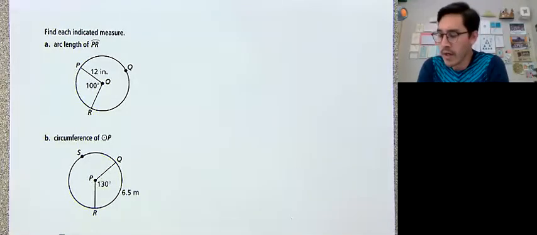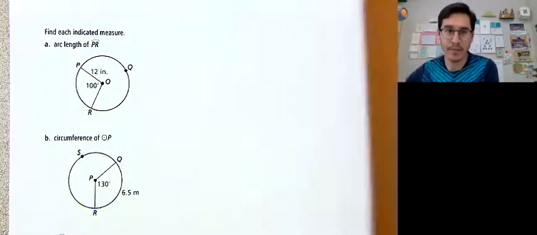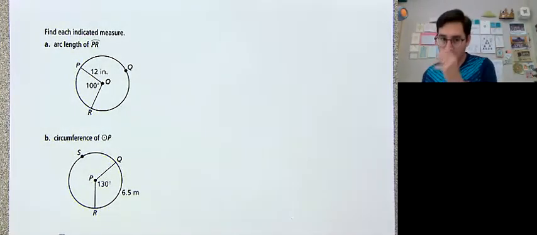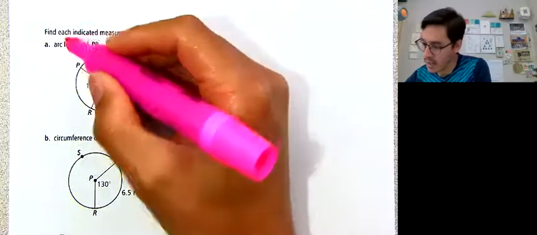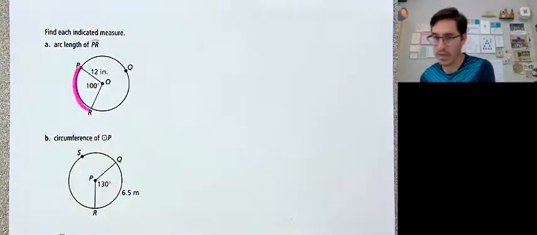How's it going, everyone? So we've got 3 problems in this video that all have to do with the circumference of a circle or maybe a portion of the circumference, which we're going to refer to as an arc length. Okay. So in part A, we're going to try to find the length of the arc from P to R.